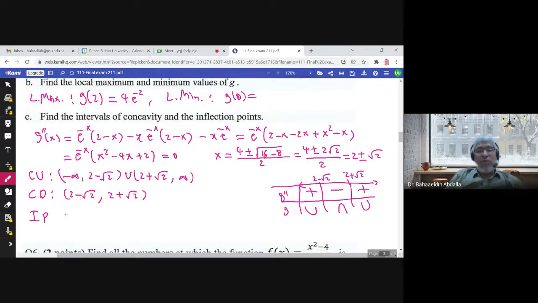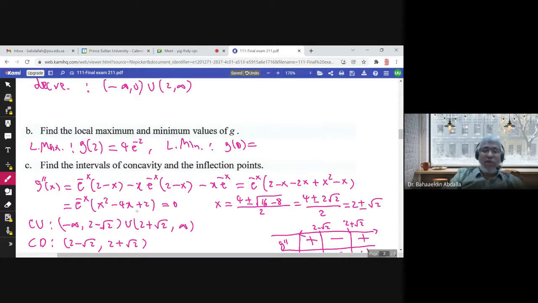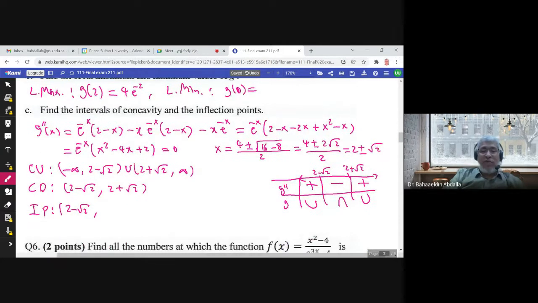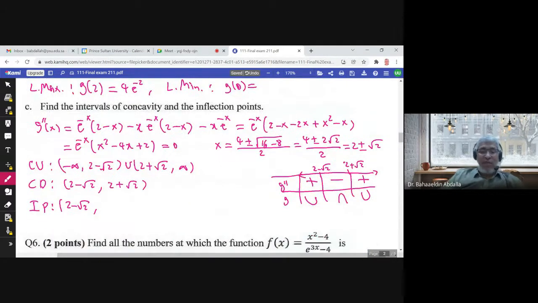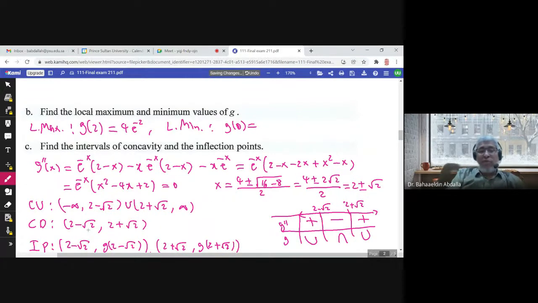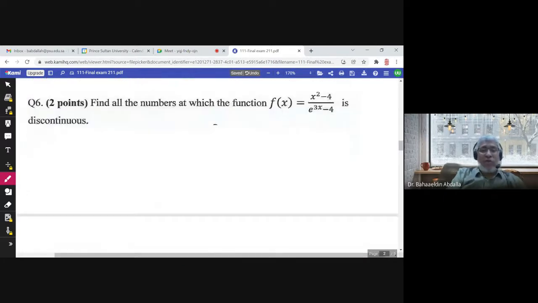The inflection points would be 2 minus square root of 2 and g of 2 minus square root of 2. You can just write g of 2 minus square root of 2, or you can find it, okay? I'll just write g of 2 minus square root of 2. And the second inflection point is 2 plus square root of 2, and here g of 2 plus square root of 2. These are the two inflection points, and these are the intervals of concavity.